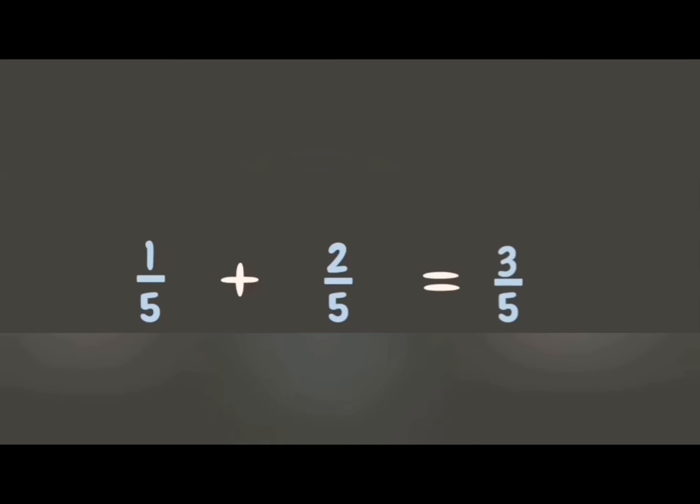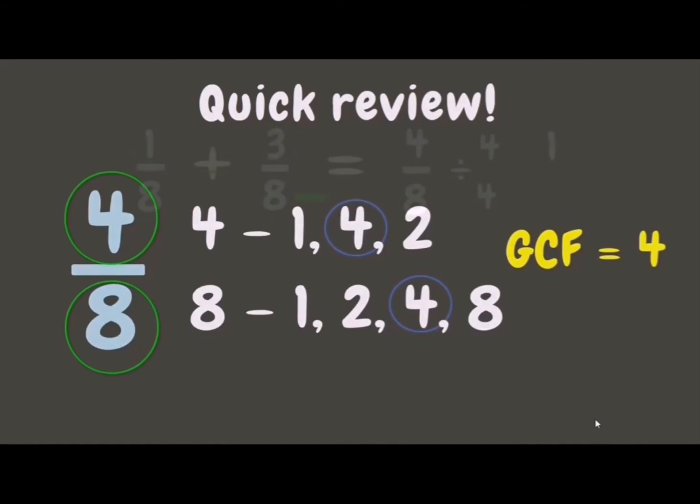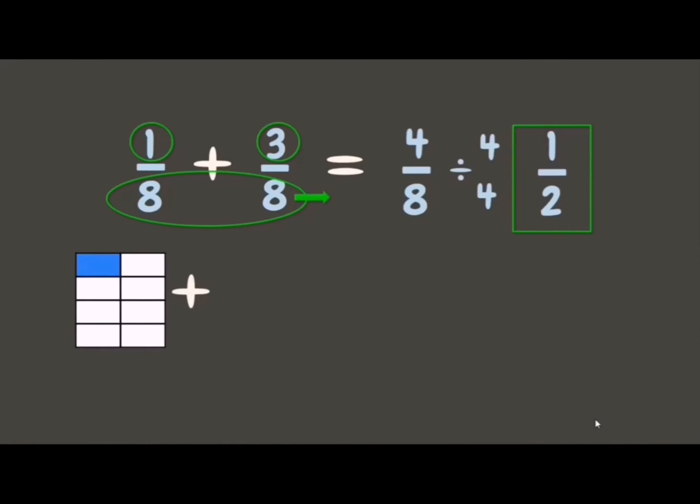Let's try another example. 1 over 8 plus 3 over 8. Add the numerators, 1 plus 3, and the result is 4. Just copy the denominator, so the answer is 4 over 8. But that's not the final answer. 4 over 8 has a greatest common factor, which is 4. So let us divide: 4 divided by 4 equals 1 and 8 divided by 4 equals 2. So the final answer is 1/2.